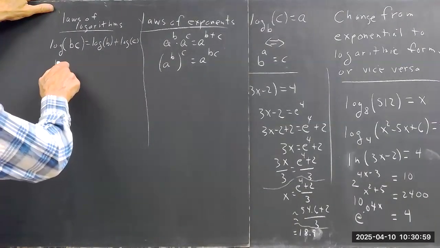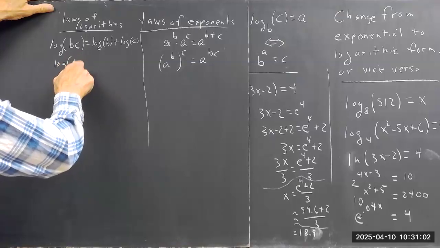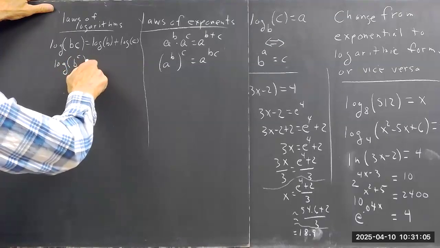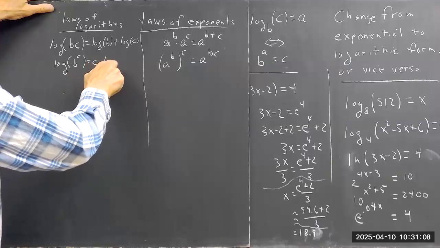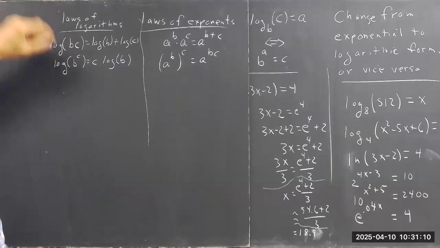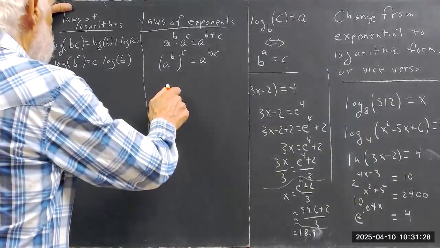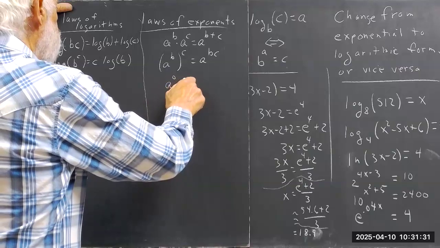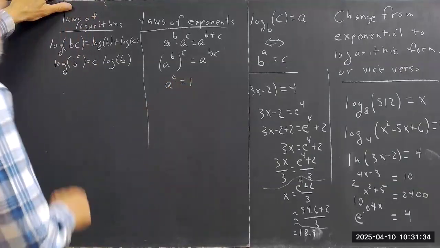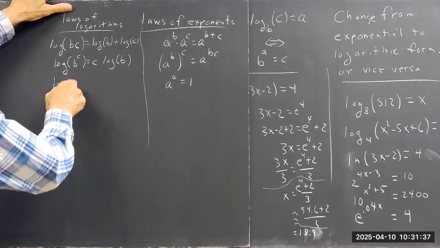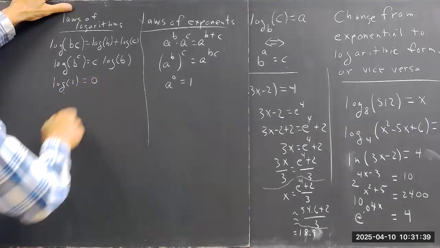And the other one is the log of b to the c equals c times the log of b. Okay. Now there are a couple of other rules corresponding to the laws of exponents. a to the 0 is always 1, so you have that the log of 1 is 0.